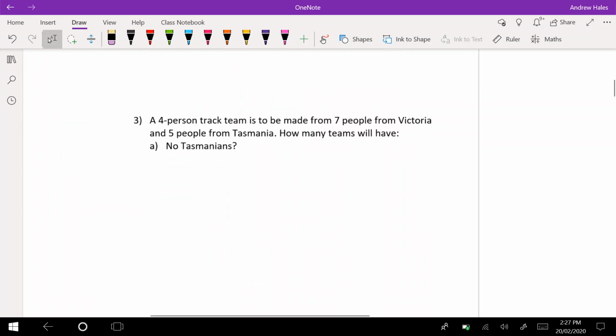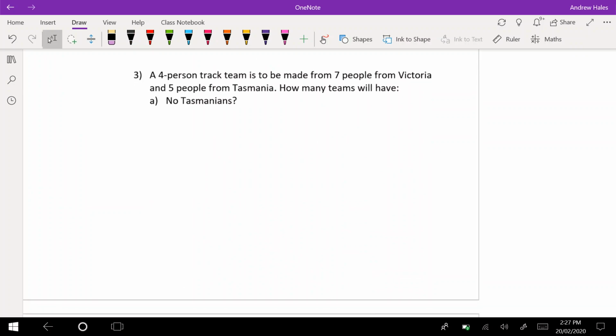For the next question. A 4-person track team is to be made from 7 people from Victoria and 5 people from Tasmania. Well, how many teams will have no Tasmanians? Well, if I have 5 people I can choose from, if I'm not choosing from the Tasmanians, that's 5 choose 0. Well, how many ways can I do that? That's just going to equal 1. Okay? But now I also have to take into account all the people from Victoria. So my answer is going to be 7C5.